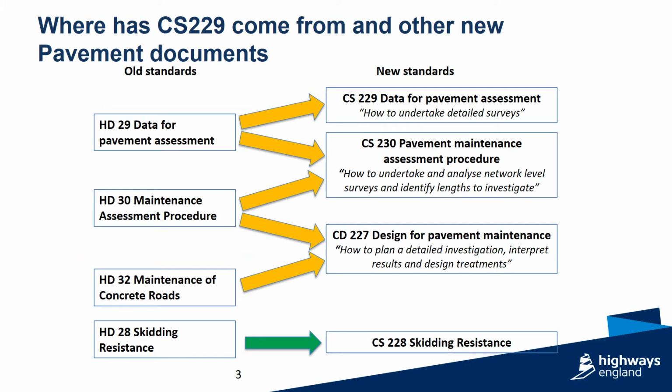The design manual for roads and bridges has been refreshed and new standards have been created to support asset management life cycle stages. The old HD29 has been split into scheme level and network level surveys. CS229 Data for Pavement Assessment defines how to undertake detailed surveys. These will support technically complex maintenance.